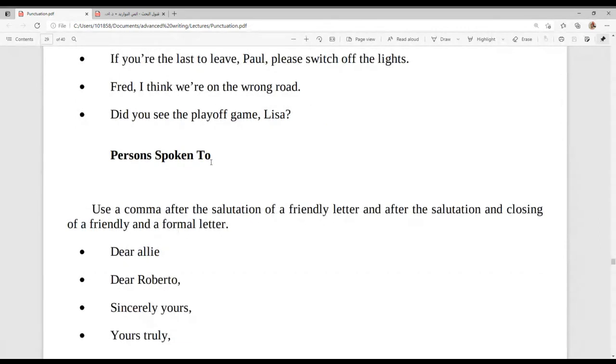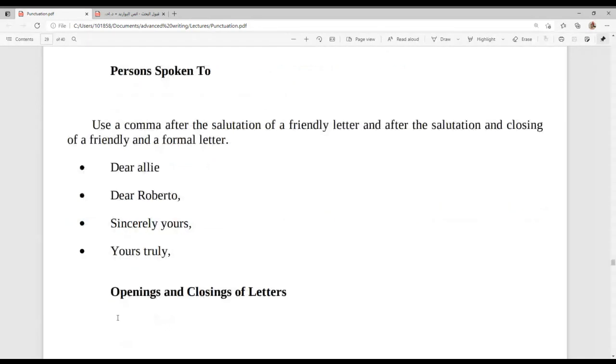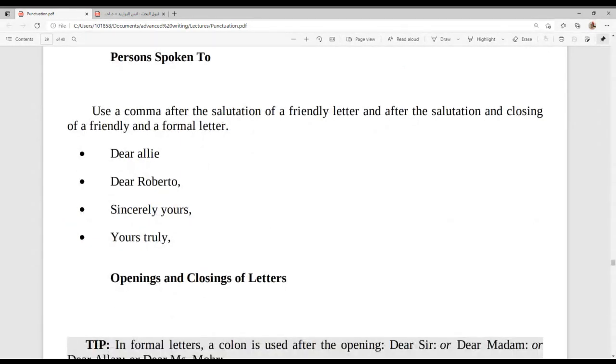Also, persons spoken to. Use a comma after a salutation of a friendly letter and after the closing in friendly and other formal letters. Dear Ali, comma, dear Roberto, sincerely yours, yours truly, etc. The openings and closings of letters.